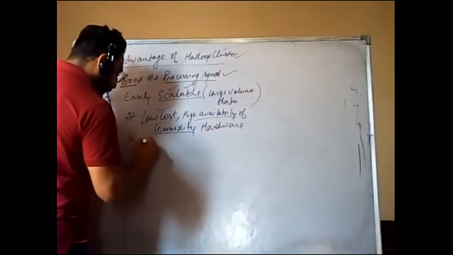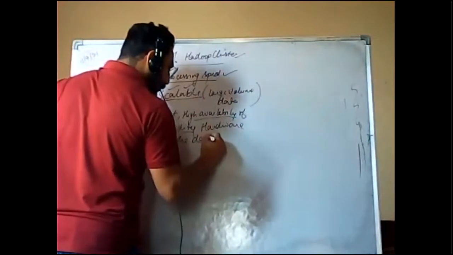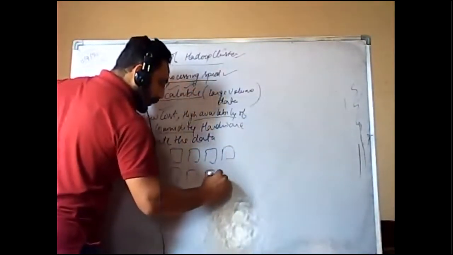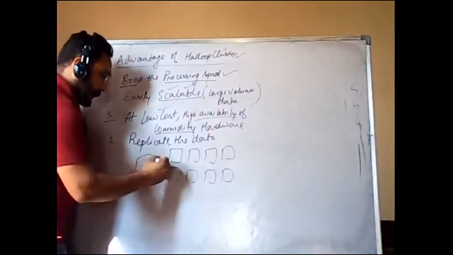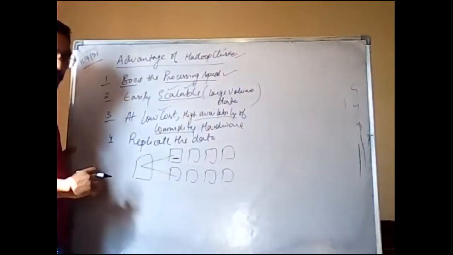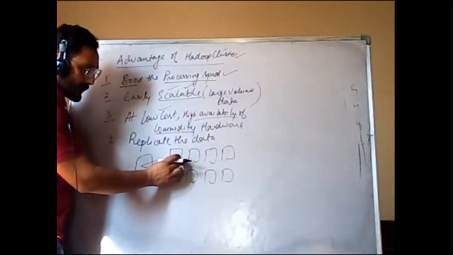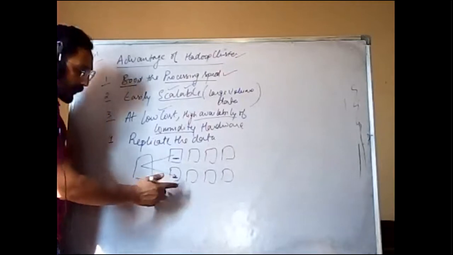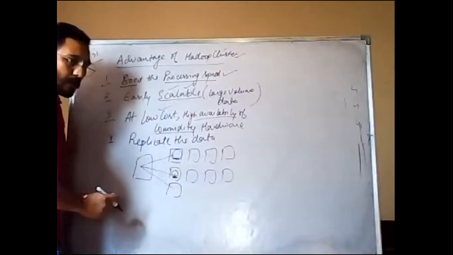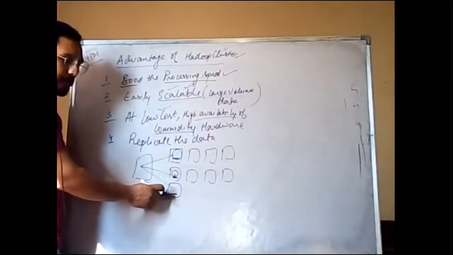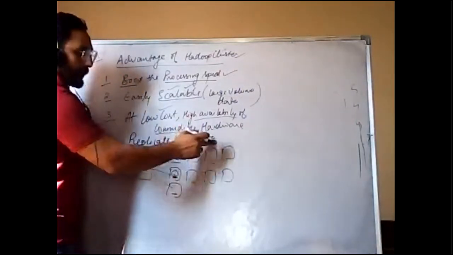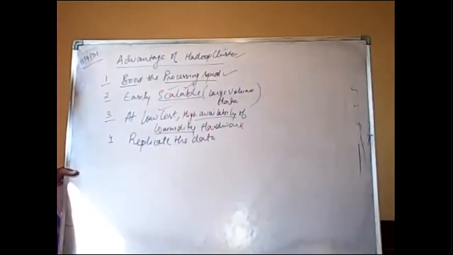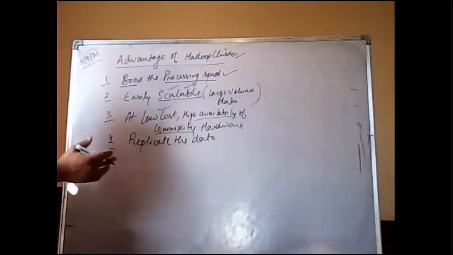Next is replicate the data. Data security is there. If we are distributing the data between different nodes, and there is any fault or failure in one node, the data is replicated to another node also. We can take a backup from the second node. If these two nodes are in a failure stage, we can take a backup from a third node. That is the fourth point: replicate the data. In Hadoop, there is replication of data, so that if any node fails, we can take a backup from the next node.